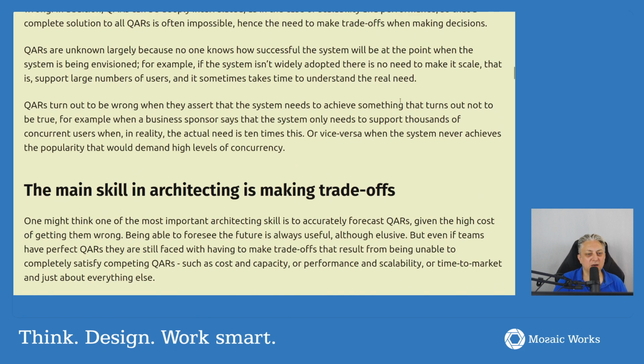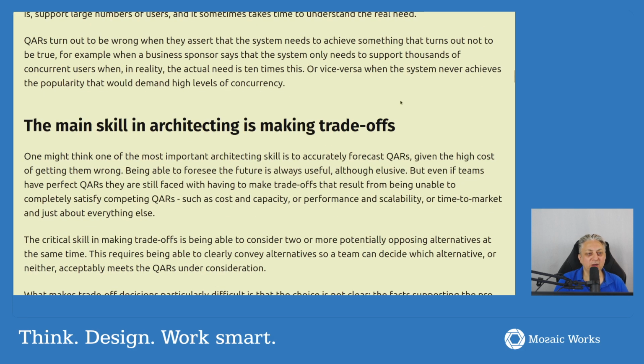QARs are unknown largely because no one knows how successful the system will be at the point when the system is being envisioned. For example, if the system isn't widely adopted, there is no need to make it scale, that is, per large number of users, and it sometimes takes time to understand the real need. QARs turn out to be wrong when they assert that the system needs to achieve something that turns out not to be true. For example, when a business sponsor says that the system only needs to support thousands of concurrent users, when in reality the actual need is 10 times this, or vice versa, when the system never achieves the popularity that would demand high levels of concurrency.